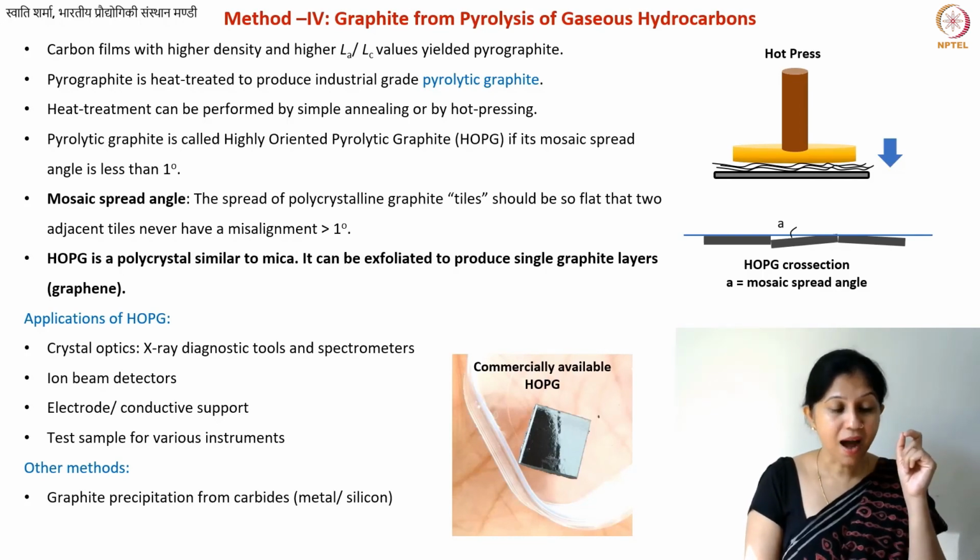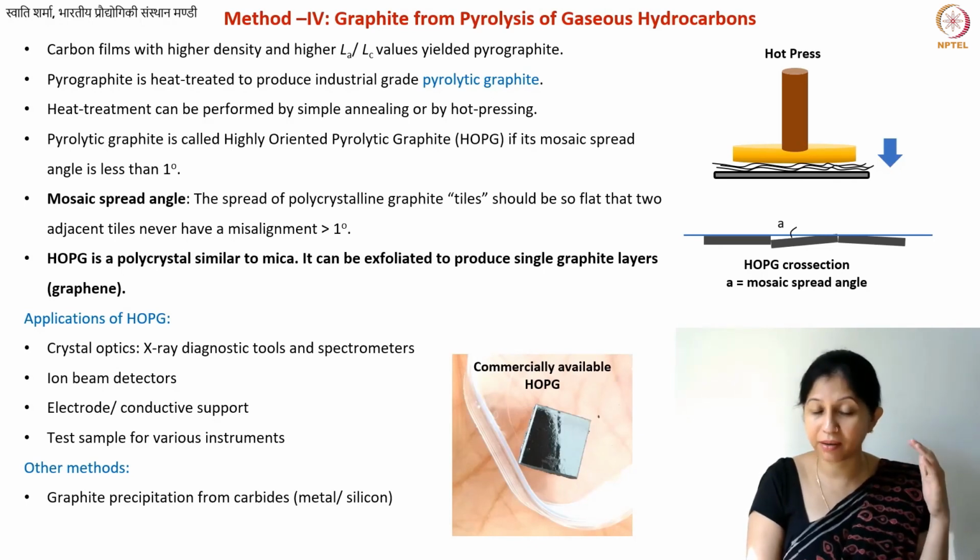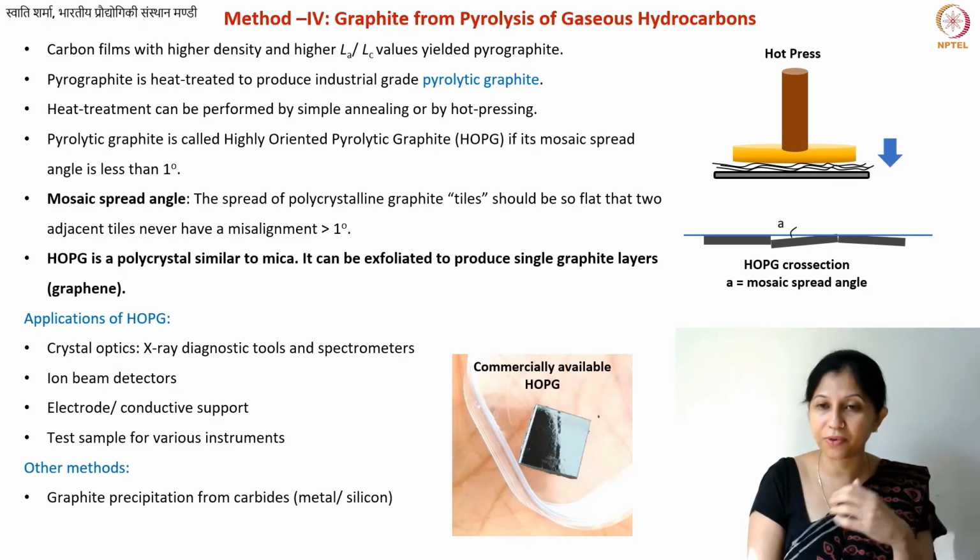And then afterwards, after you have done the heat treatment and you have your bulk graphite material, you will leach out the metal. So you will get rid of your catalyst afterwards. So this is one more method, where metal carbides as well as silicon carbides can precipitate graphite. We will not go into the details of this specific method, but these are all the methods of graphite preparation.